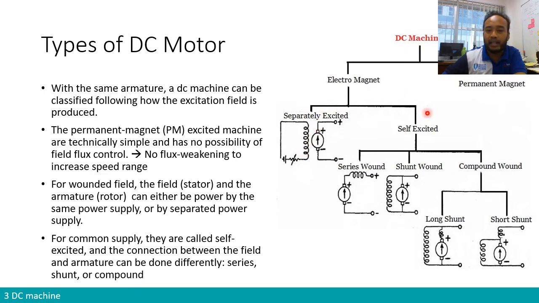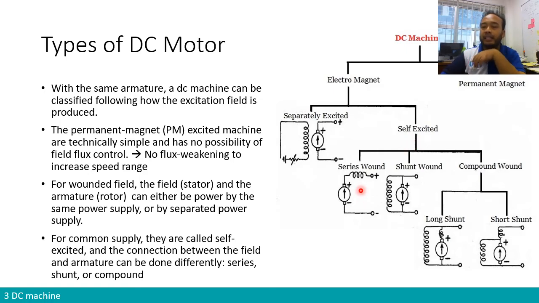Then another one is what we call self-excited. What do we mean by self-excited? Both the armature and the field winding will be connected to only one power supply. So both of them will be connected into one circuit, one power supply. And in order to do so, we have basically three possibilities of connecting them. We know we have two circuits, right? Armature winding and field winding.